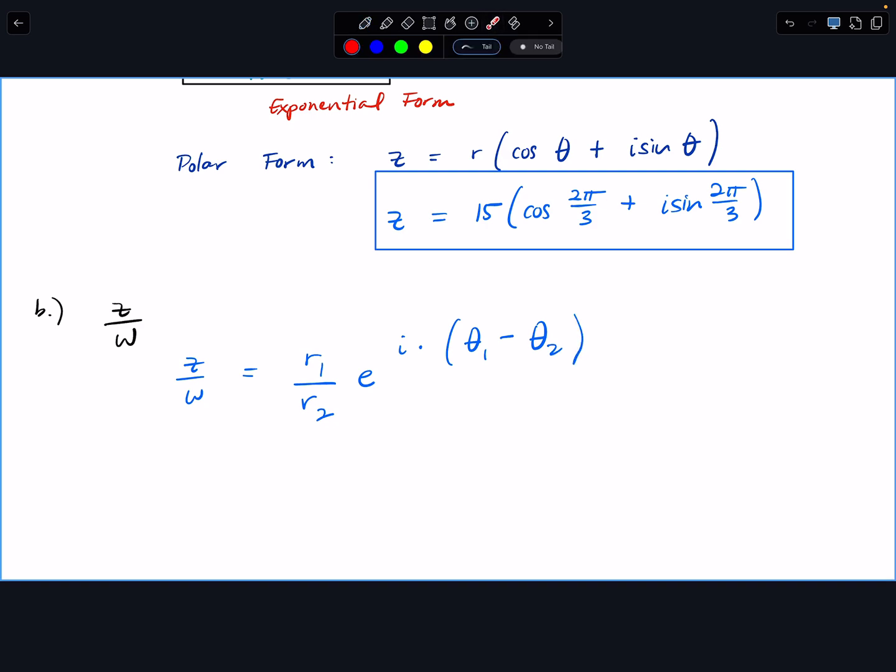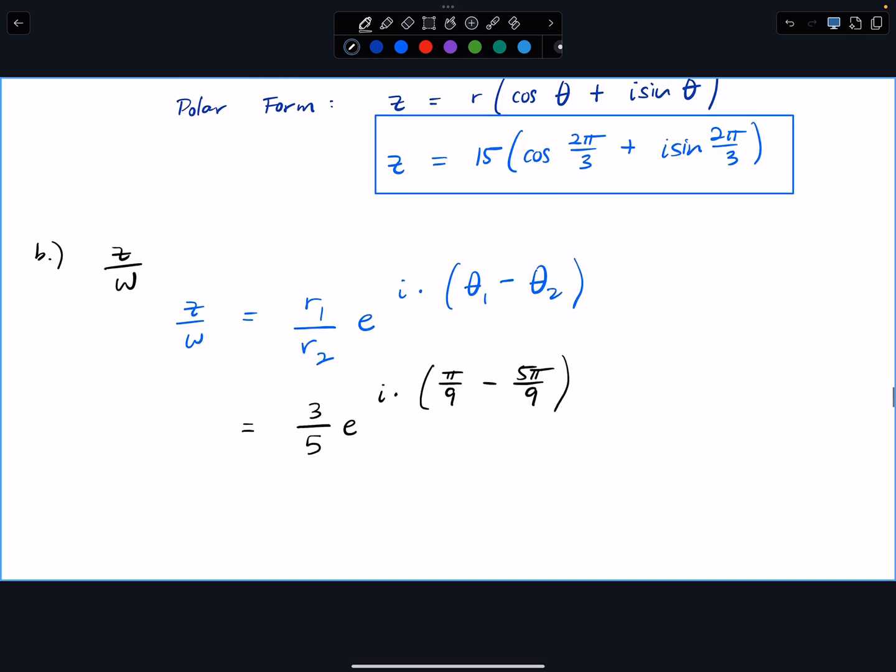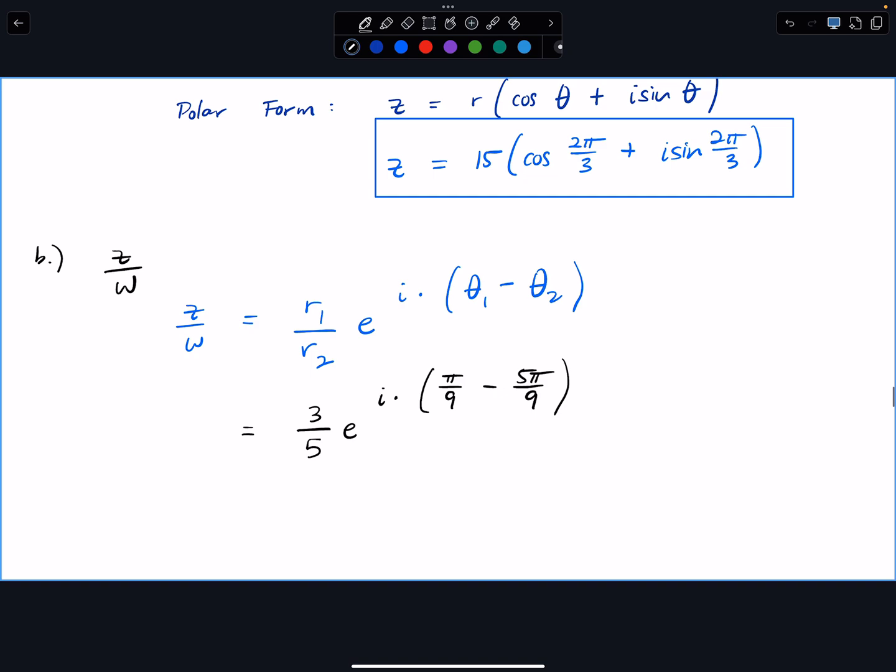So it just depends on the order they give it to you guys. R1 in this case is the first radius, so that's going to give me 3. R2 is just 5. Times e to the i times theta 1, which was pi over 9, minus theta 2, which was 5 pi over 9. Okay. So if I simplify this, this is going to be 3 over 5 e to the i times. If I subtract these, what would that give me? Good, negative 4 pi over 9.